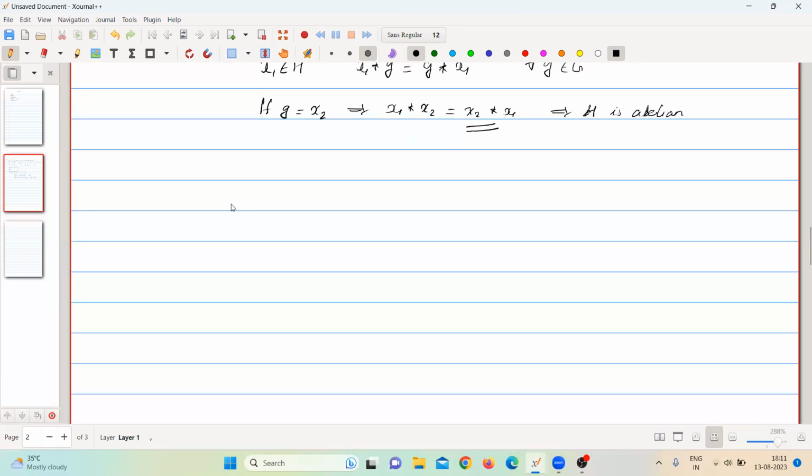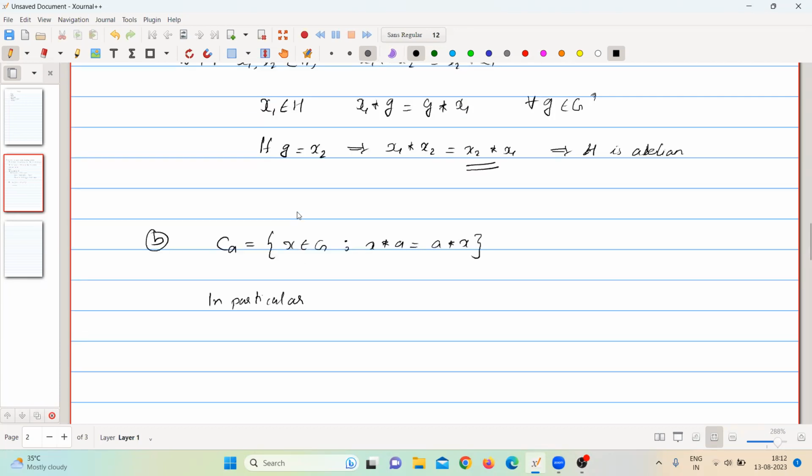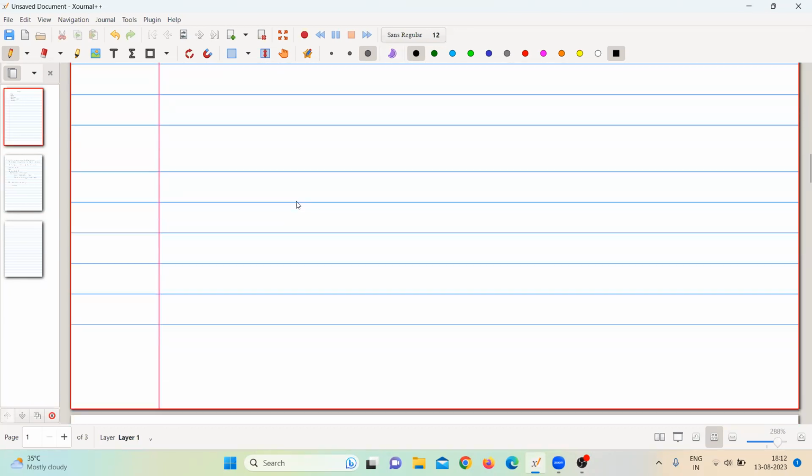So let us go to the B part. CA equals the set of all x in G such that x star A equals A star x. Here the condition "for all A in G" is not there. In particular, I am taking, so let us see in the question.